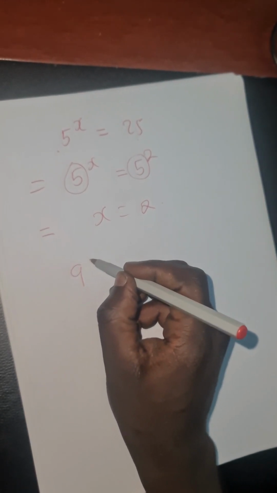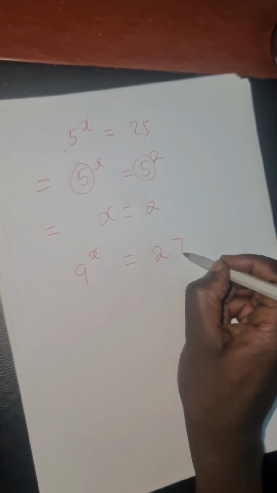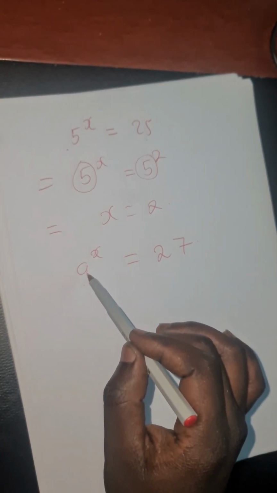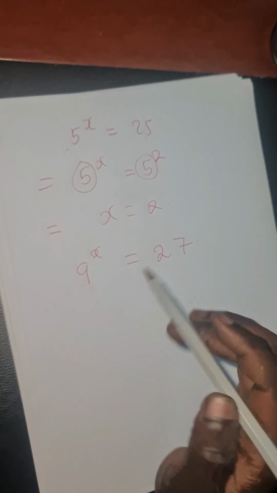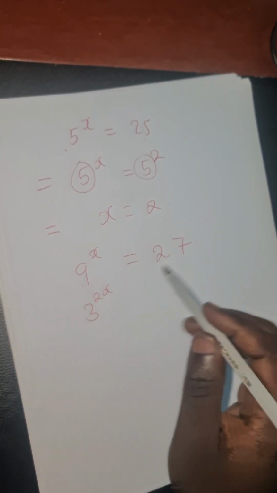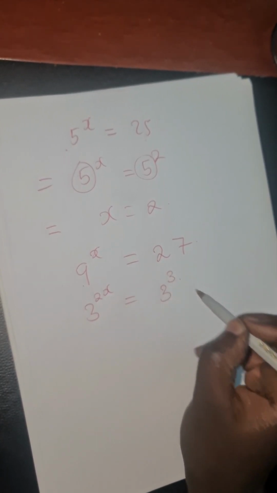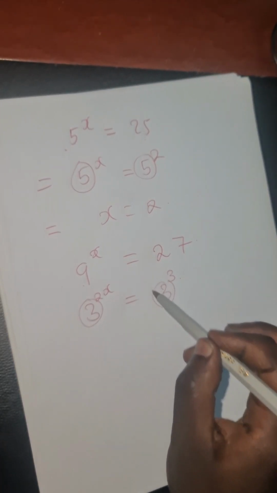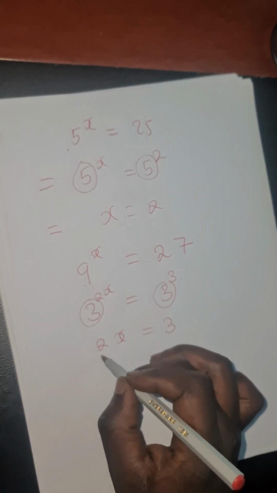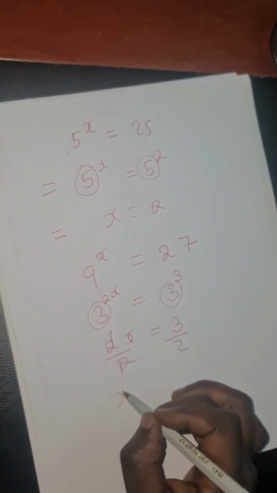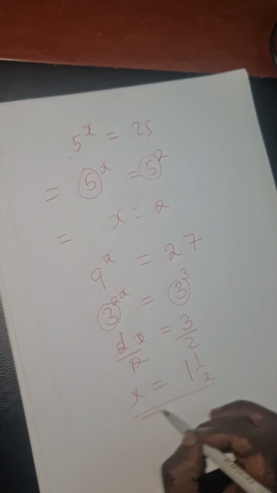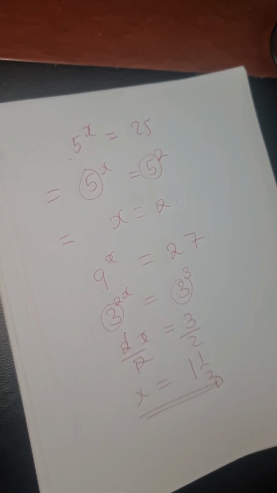Let's say it's 9 to the power x is equal to 27. We want to make the bases equal. We can't really say 9 to the power something to get 27, so you have to choose 3. 3 to the power 2x is equal to 3 to the power 3. So we now have the bases equal, so you say 2x is equal to 3. We solve this one, divide by 2 over 2. x is equal to 3 over 2, which is 1 and 1 over 2. That's how you work something like that.